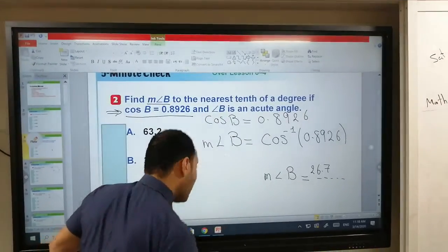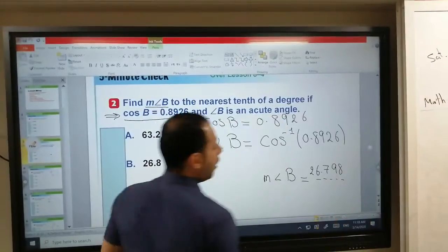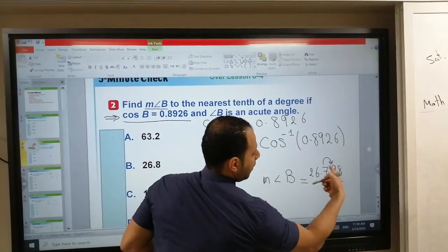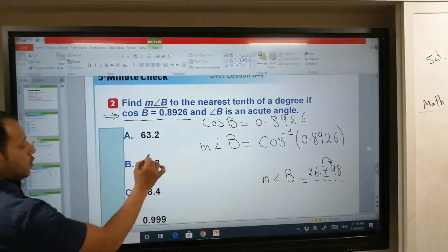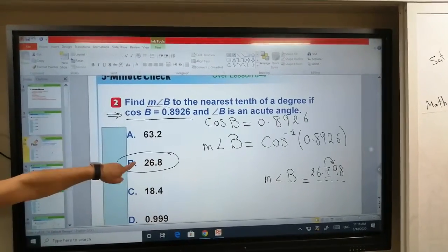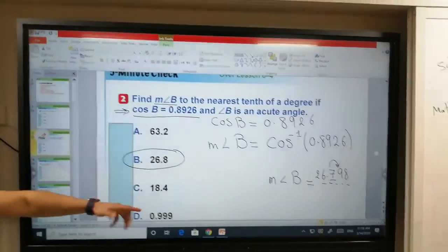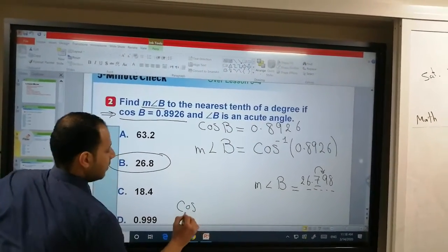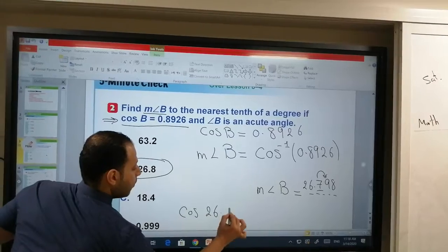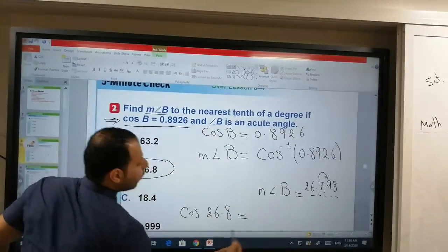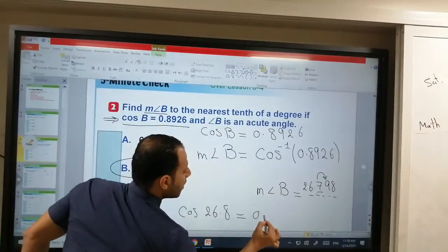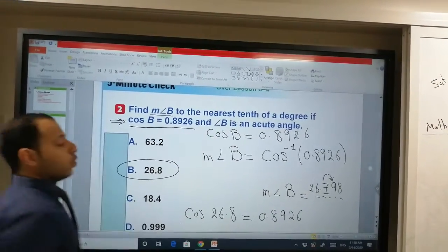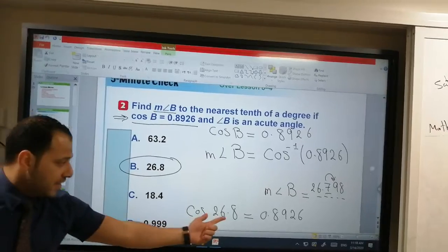26.7. After 7 you have 9, 8 and so on. By approximation, 7 goes to 9, 9 is a strong number, it gets 1, so 7 becomes 8. So this is our answer. This is what? This is the measure of angle B. Measure of angle B. It means cosine 26.8 is equal to approximately 0.896.